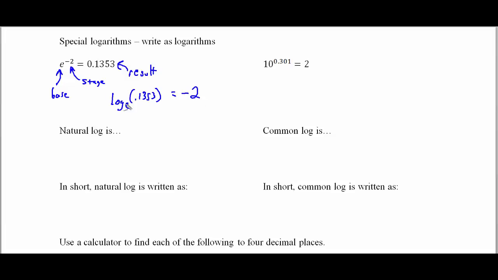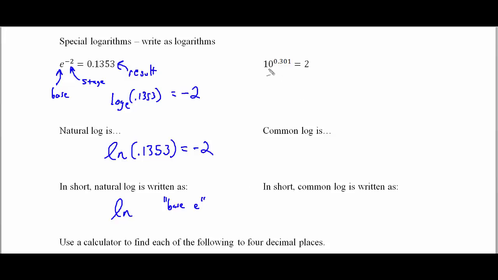Well, what's interesting is that this log base e is actually known as natural log, or ln. You can use a cursive letter L if you'd like to, but if we type the natural log of 1,353 ten-thousandths into our calculator, it would give us an approximation of -2. So in short, natural log is ln, or whenever you have base e.